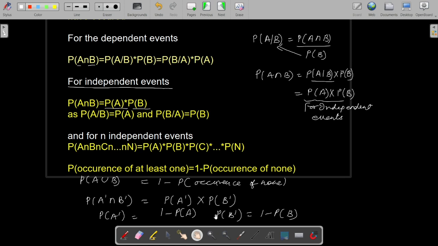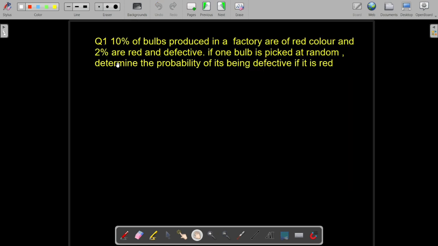Now, next we move to the numerical problems. First question: 10% of bulbs produced in a factory are of red color and 2% are red and defective. If one bulb is selected at random, determine the probability of its being defective if it is red. तो पहले आपको क्या करना है, पहले आपको इसमें ये समझना है कि क्या क्या इवेंट्स दे रखे हैं आपको. तो आपको एक इवेंट दिया हुआ है कि बल्ब इज ऑफ रेड कलर एंड सेकेंड इवेंट इज दैट इट इज डिफेक्टिव. सो लेट ए बी द इवेंट.